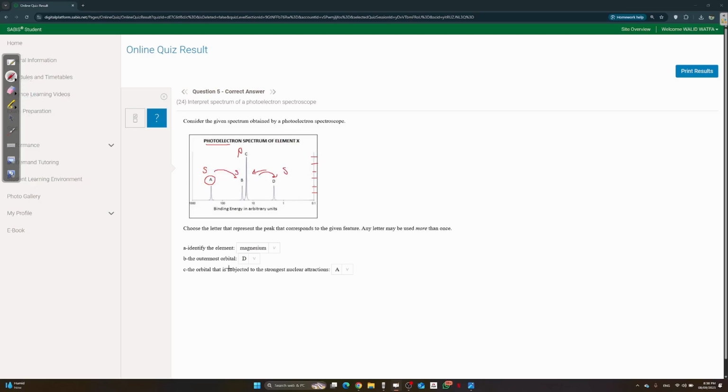That's why they're asking us part A, identify the element. How do I identify it? All you need to do is just look at the configuration. What's its configuration? Let's take a look. We have S here. S has how many units? 1, 2. So it's going to be 1s2.